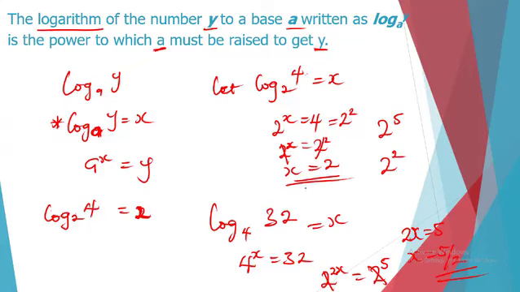Do we understand? So that means that log 32 base 4 is 5 over 2, that is, 32 is 4 raised to power 5 over 2. Do we understand now? So if we have, let's say, log 16 base 0.25, what do we do? Let this be equal to x. If this is equal to x, it means that 0.25 raised to power x is equal to 16.